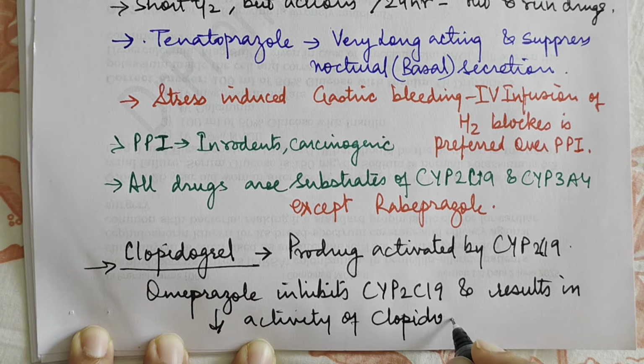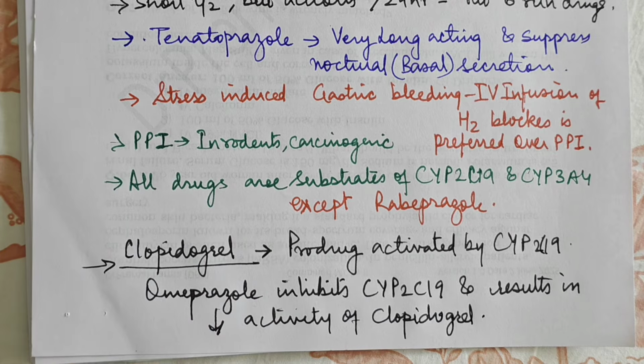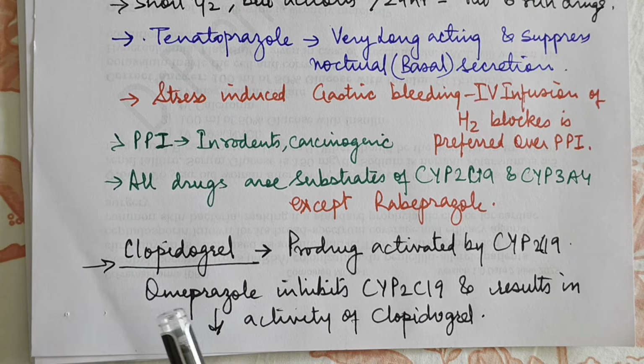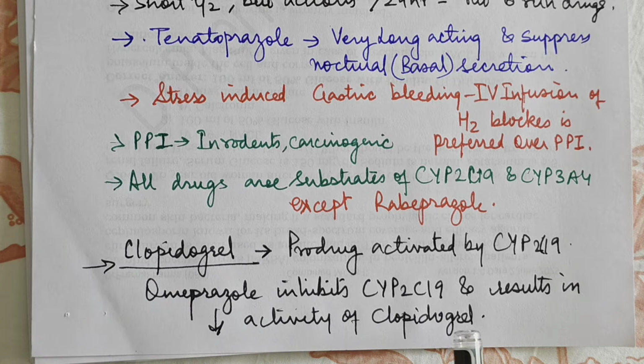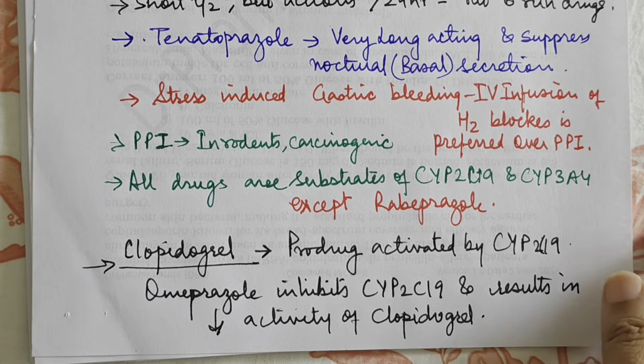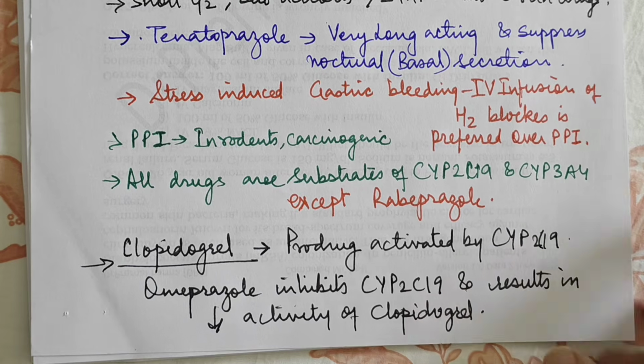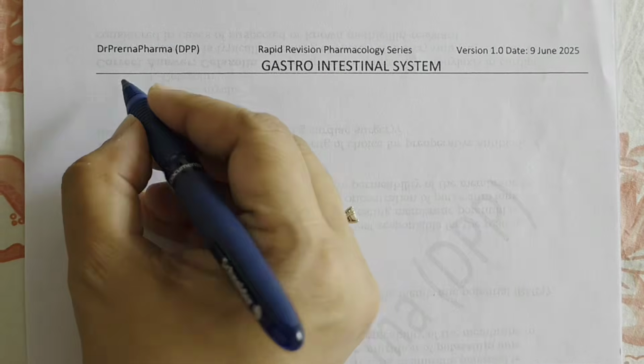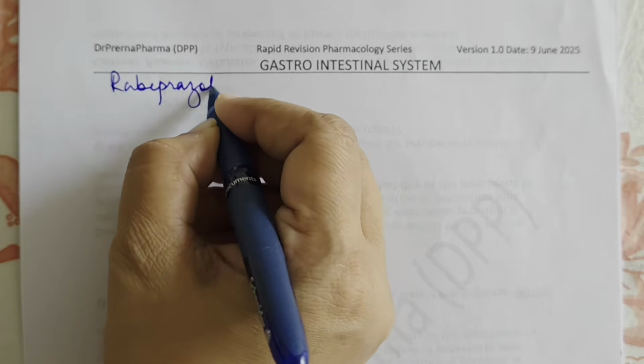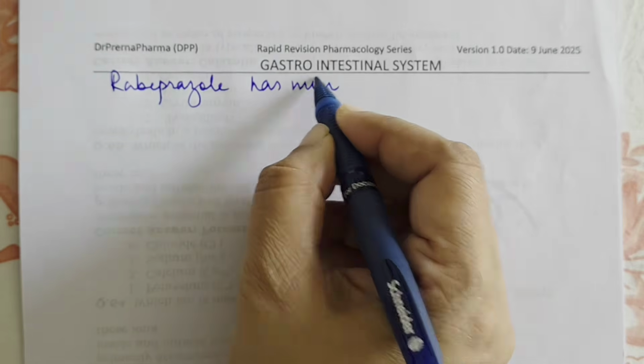Now what is so specific about this? Because if there is an inhibitor of the enzyme, then it should increase the concentration and increase the toxicity. But here, the question will be like, omeprazole results in decreased activity of clopidogrel. Why? There you have to set your mind into thinking that omeprazole inhibits CYP2C19, and this CYP2C19 activates clopidogrel. So because the activation will not happen, the prodrug will not be converted into an active metabolite, so the activity of clopidogrel will reduce even if the enzyme is inhibited. So this is important, and that is why I have told you here. Now rabeprazole, because it is not inhibited by any of these enzymes, has minimum interactions.